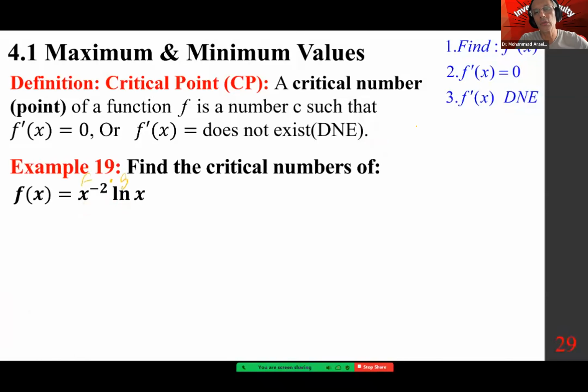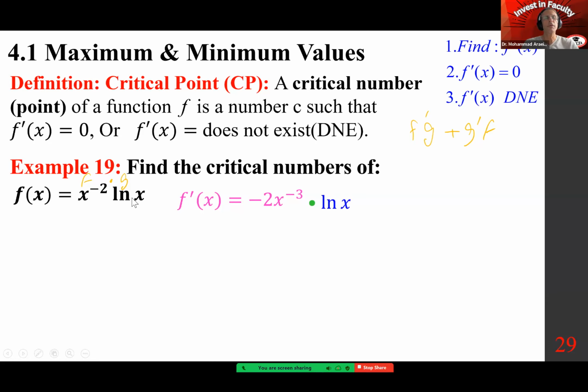So I'm going to write the product rule, reminding you it's f prime g plus g prime f. Therefore, the derivative of x to the power of minus 2 is minus 2x to the power of minus 3 times ln x, plus the derivative of ln x, which is 1 over x, times x to the power of negative 2. And all you have to do is simplify this. I hope you realize the last two is really the same as x to the power of negative 3. If I factor out x to the power of negative 3, I get negative 2 ln x from the first one and 1 from the next one.